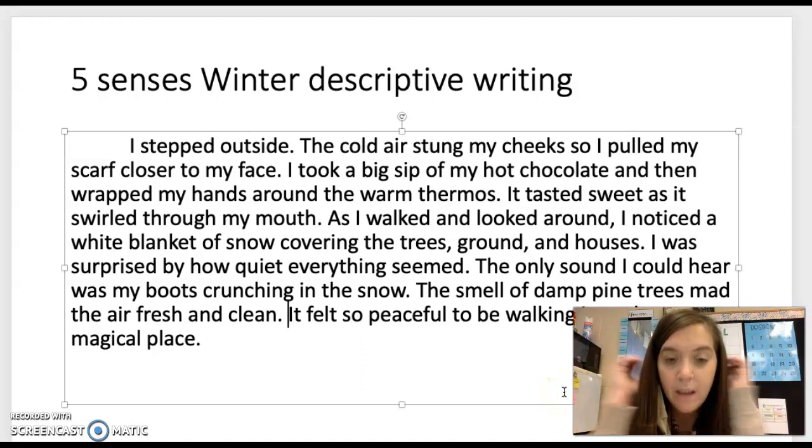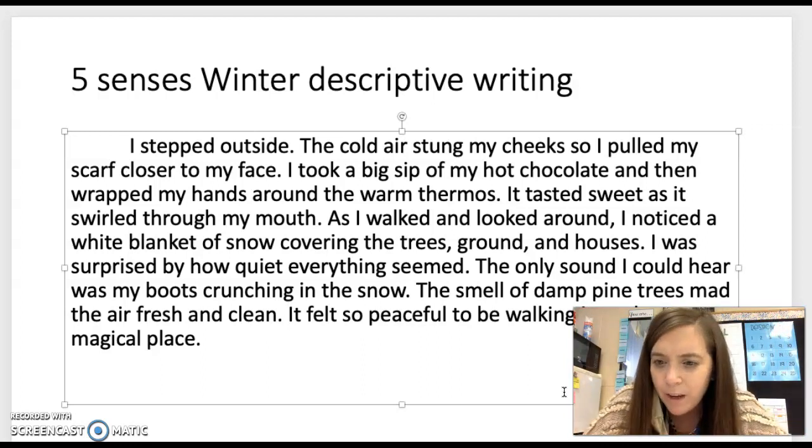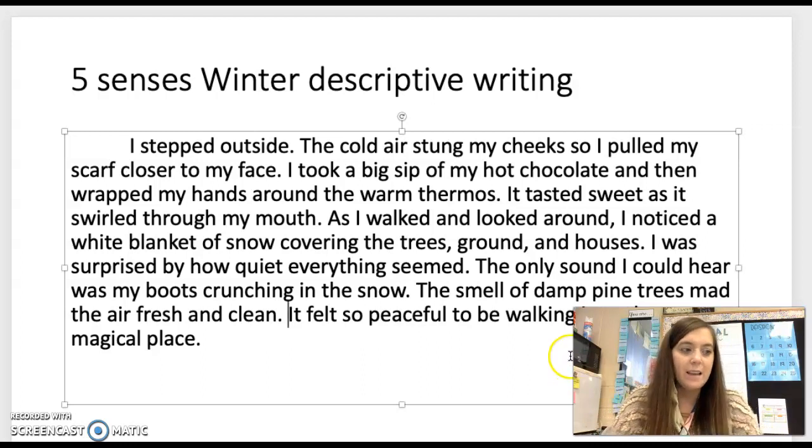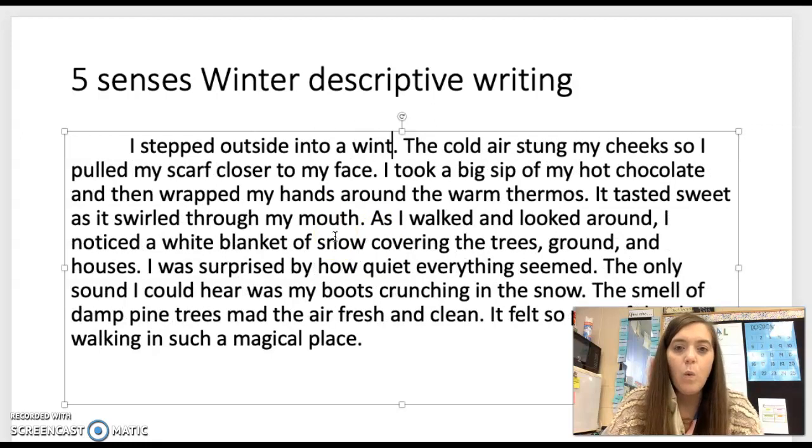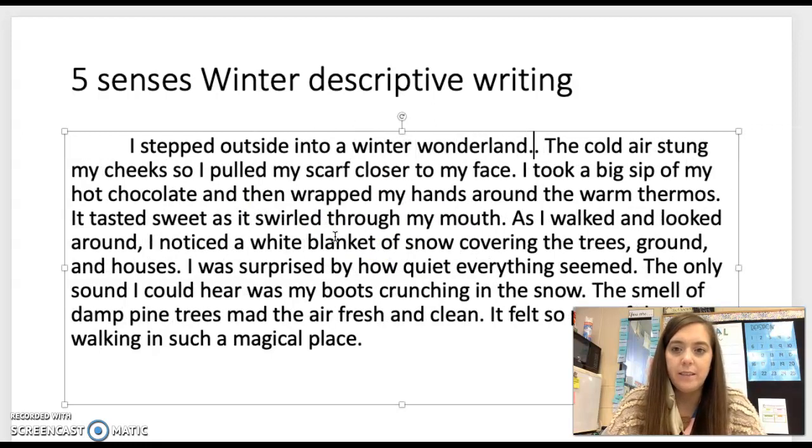So I know I have my introduction, all of my sentences, and my conclusion sentence, but I'm going to reread it again and make sure that it's as descriptive as I want it to be, and see if I want to add any adjectives. So I stepped outside. It's kind of a plain beginning sentence. I want to add to that. I'm going to say, I stepped outside into a winter wonderland.